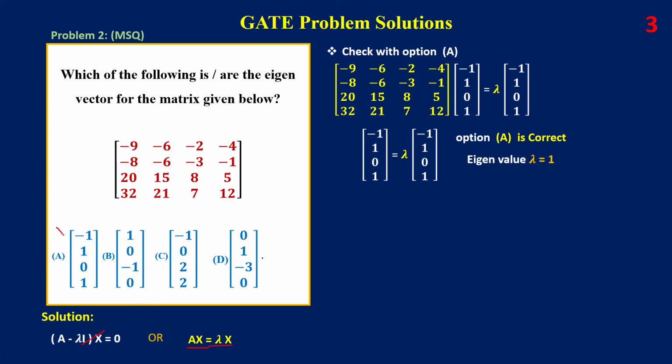Option A is the correct one. Okay. Let me go for the other options because they didn't give the eigenvalues. Let me check with option B. So option B is the eigenvector 1, 0, minus 1, 0.